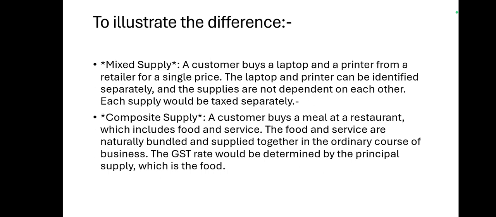Next, coming to composite supply. Composite supply is a supply which combines two aspects, either two goods or goods and services, which are complementary to each other or dependent on each other, which forms a natural bundle, and they have to be supplied together in the ordinary course of business. If you are going to buy a meal at a restaurant, the food includes the service. The food and service that is being provided by the restaurant cannot be separated.